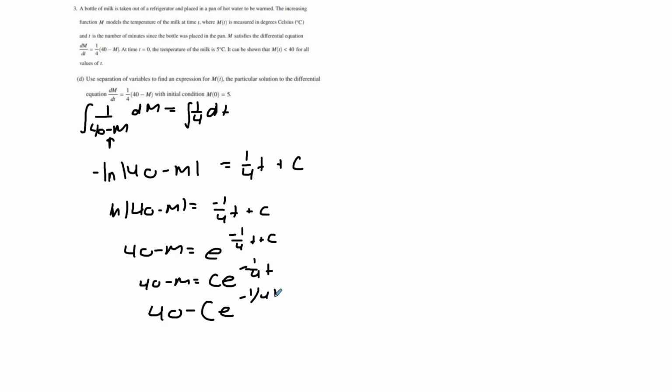So you would have 40 minus m equals, then you're going to e both sides. So e to the negative 1/4 t plus c, which then you would get 40 minus m equals c e to the negative 1/4 t. Make sure you understand how this c works. If you have a plus c in the exponent, you just bring it down. And so finally, you're going to get that 40 minus c e to the negative 1/4 t equals m.